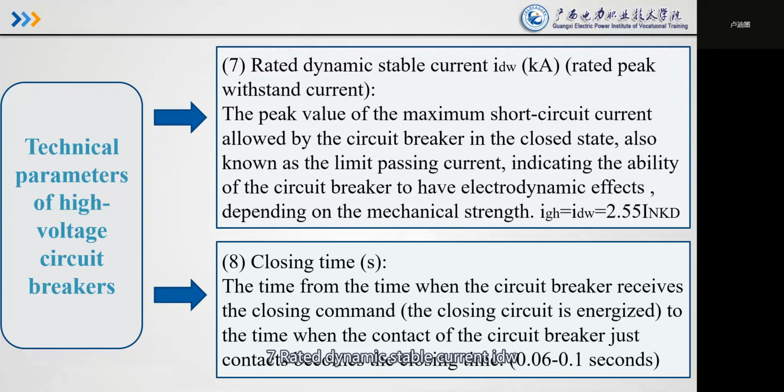7. Rated dynamic stable current. Rated peak withstand current. The peak value of the maximum short circuit current allowed by the circuit breakers in closing state, also known as the limited passing current, indicating the ability of the circuit breakers to withstand electrodynamic force, depending on the mechanical strength.